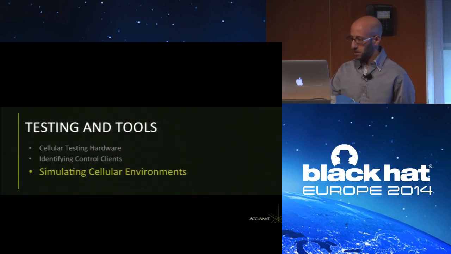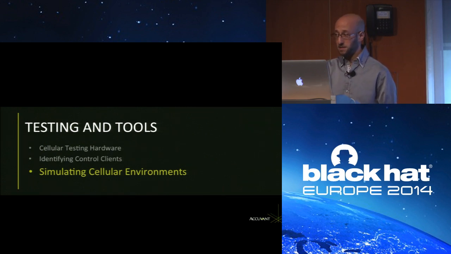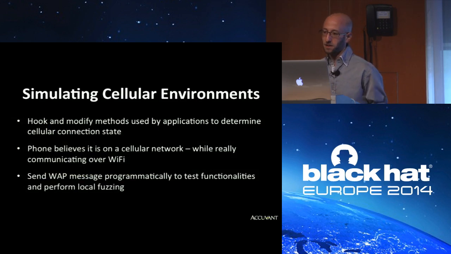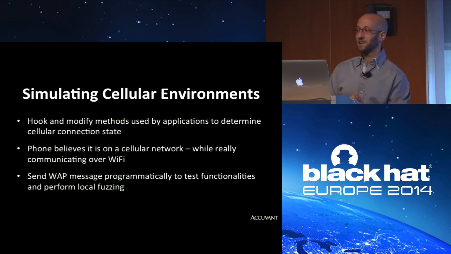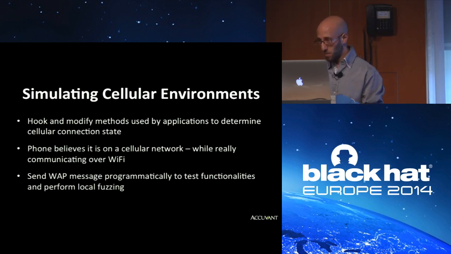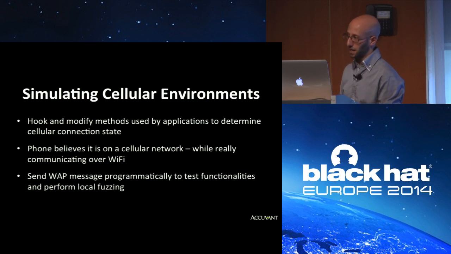Okay, let's talk a little bit about simulating cellular environments. So not everyone has access to a BTS. I'm going to talk about a couple ways you can play around with this stuff without one. Pretty much the easiest, on, say, an Android device or even iOS, would be to hook and modify the methods used by the actual applications to determine the cellular state. So you can have a device that's not off, but in airplane mode. If you hook the right methods, it'll think it's connected to an LTE network.